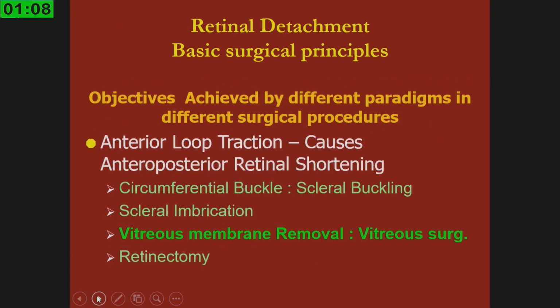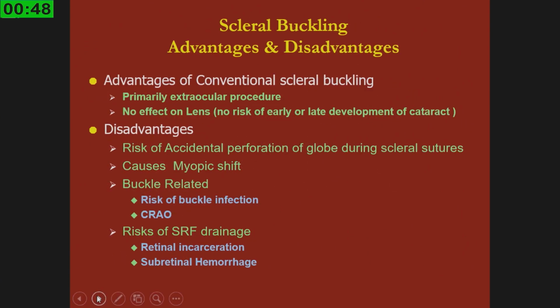And finally, you have anterior loop traction. The only way to settle it is with a very high circumferential buckle and with scleral imbrication. You'll have to combine them to get adequate shortening. Easier way is go and do the vitreous removal meticulously and it will open up. And if you are the impatient type, do a retinectomy. Now, what is the advantage of a conventional scleral buckling? It's primarily an extraocular procedure, no effect on the lens, no development of cataract. Disadvantages.